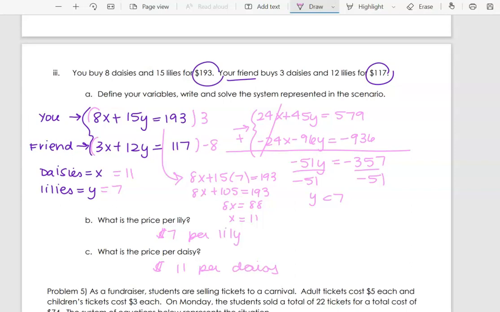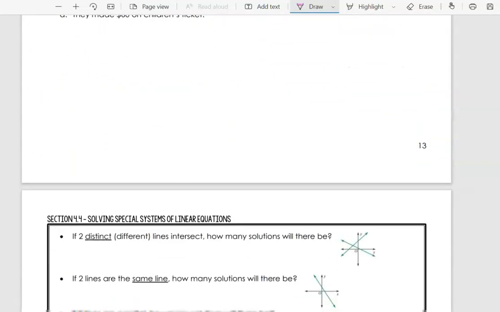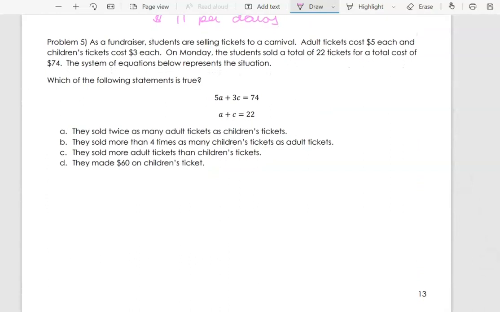Okay, awesome job. And we've got one more to chat about. As a fundraiser, students are selling tickets to a carnival. Adult tickets cost $5 each, and children's tickets cost $3 each. On Monday, the students sold a total of 22 tickets, and the total cost was $74. The system of equations below represents this situation. Which of the following statements is true?